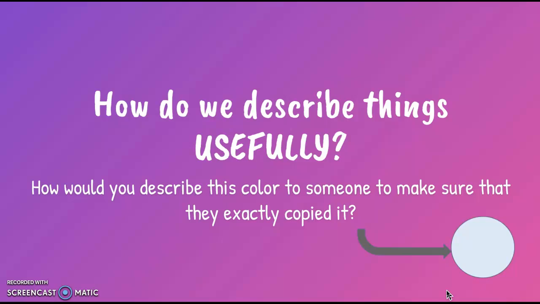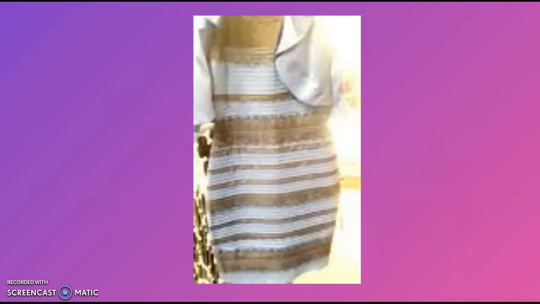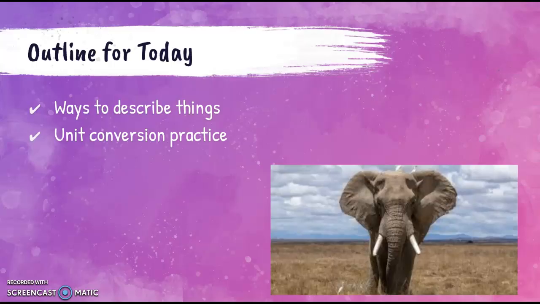Especially if it's from the infamous dress. Is it blue? Is it white and gold? The world may never know. So, what we're talking about today is useful ways to describe things and how we convert between those different features that we can actually measure.